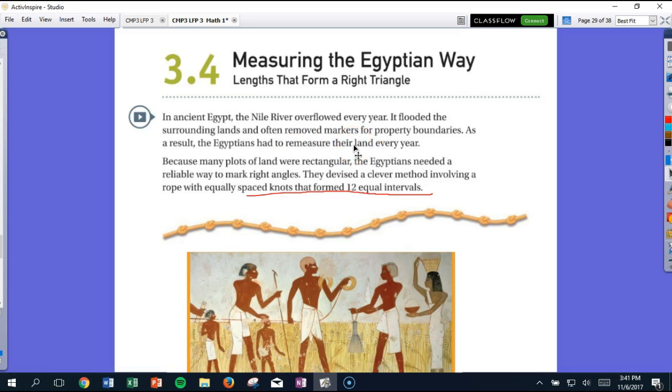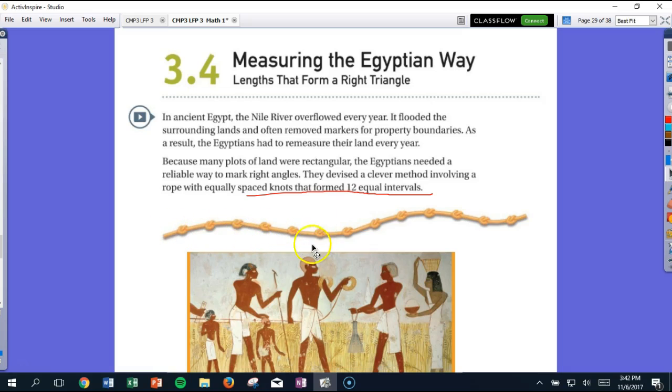And to make sure that they had the angles done correctly, they would use a rope that had 12 equal intervals, made by tying knots in it. That's what they would use to determine the property boundaries again. One of the reasons is that they could have a length of 3, a length of 4, and a length of 5. If you added those up, that comes to 12.